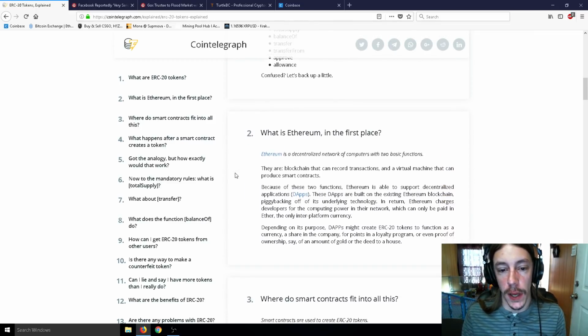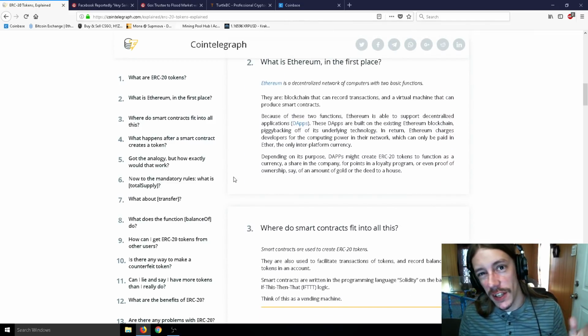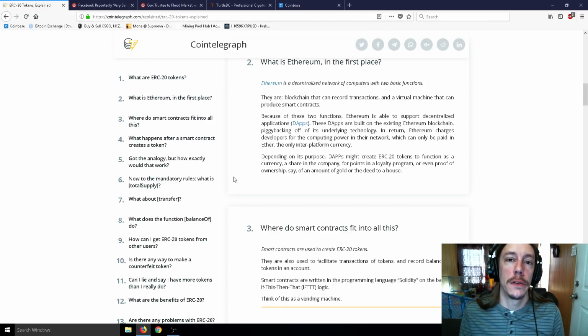Confused? Let's back up a little bit. So we're going to read this article. It's kind of interesting. It talks about ERC-20 tokens. Maybe you'll learn yourself something today.